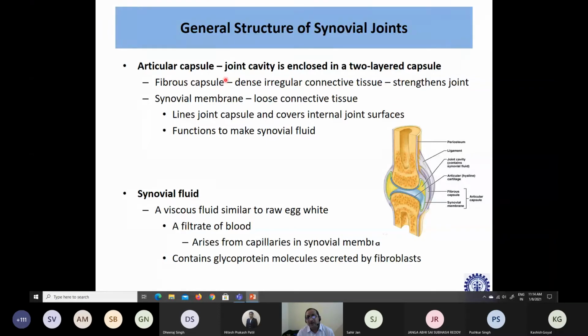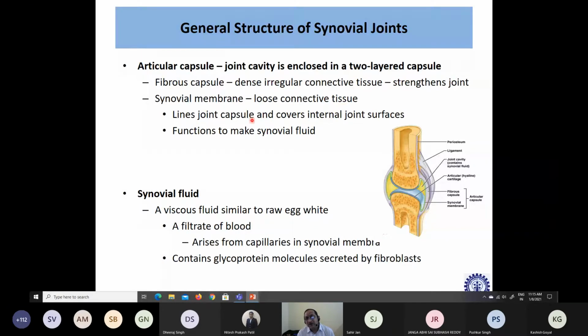Okay, so there is a structure and there is a function of each constituent element of the synovial joint. And there's a synovial membrane, which is a loose connective tissue. So you have a synovial membrane and you have a fibrous capsule. You see the fibrous capsule here very clearly. And the synovial membrane is the green one, which is at the inside surface of the fibrous capsule. The synovial membrane is a loose connective tissue.